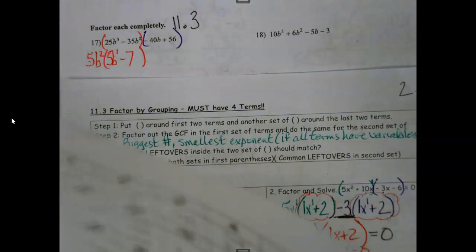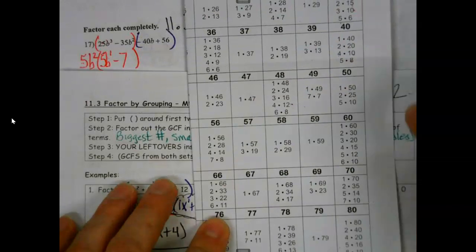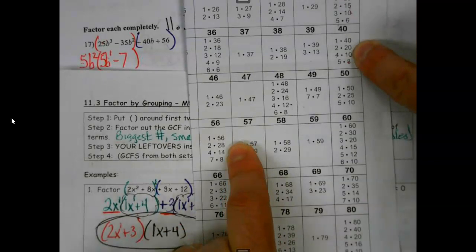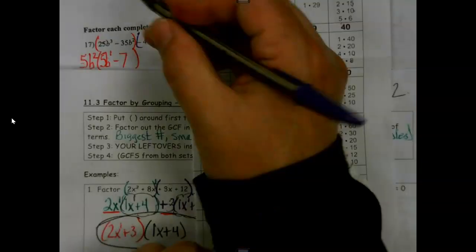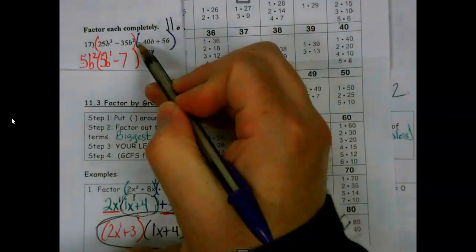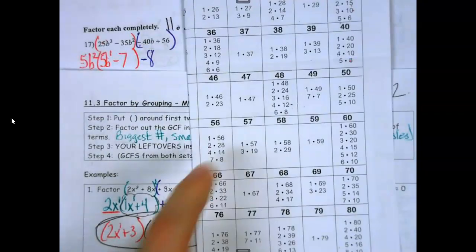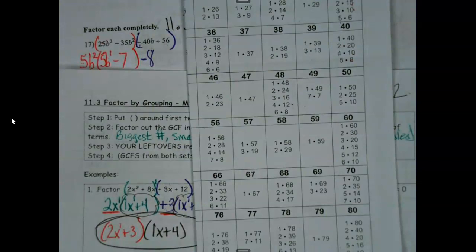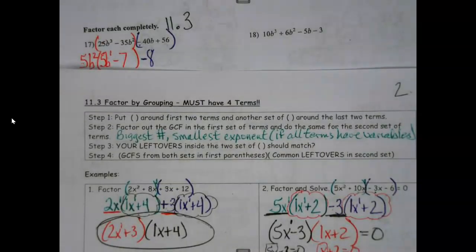So let's see here. 40 and 56. Biggest number in both boxes. Okay, 8. Since there's a negative there with it, we're going to take the negative with. I normally just take the sign of that first number with me. It's the easiest way to keep track of things.